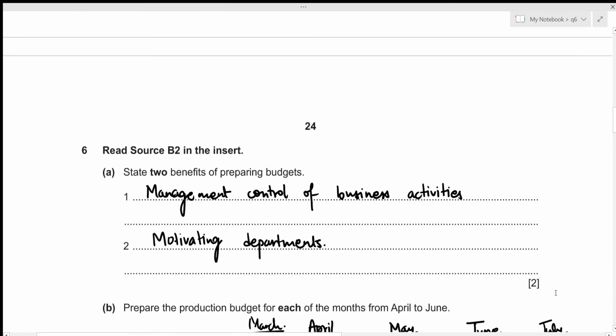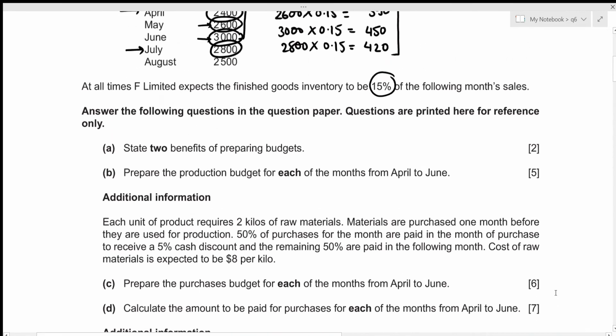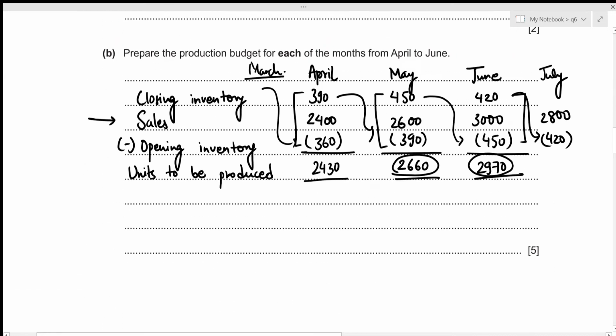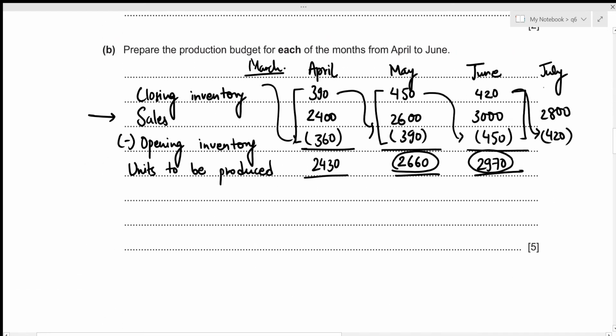And the closing inventory will be 15% of the sales for next month, which is August. So that is just going to be 2500 times 0.15, which results in the value of 375. Let's write it down. Okay, so that's going to be 375. Now we can easily figure out the units to be produced in the month of July. That will be 375 plus 2800 minus 420, which gives the value of 2755.